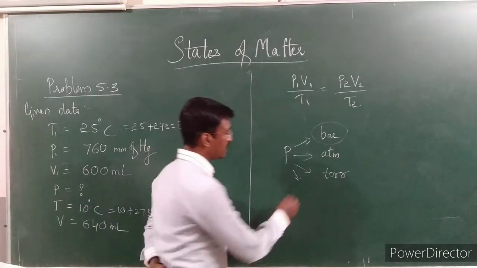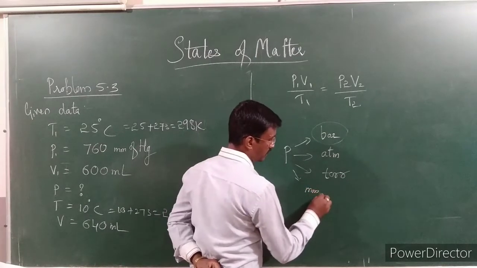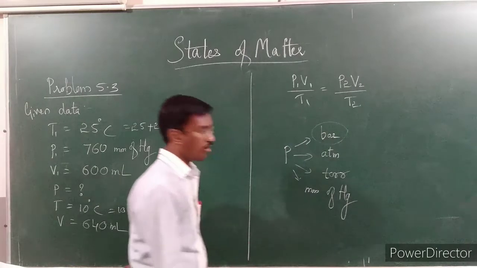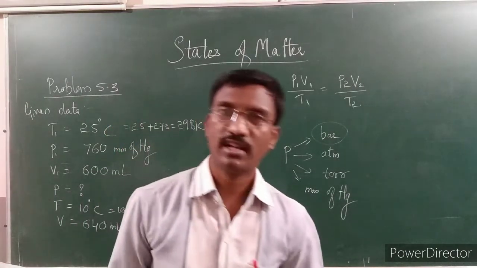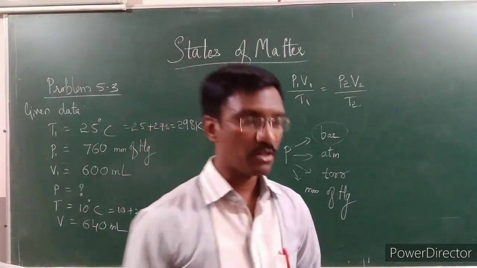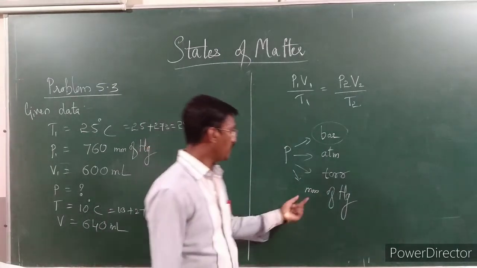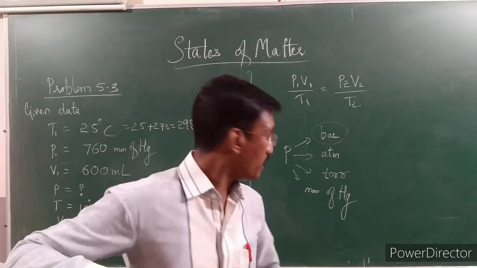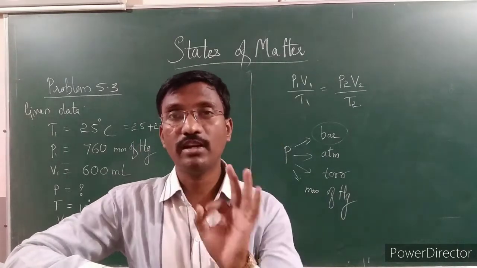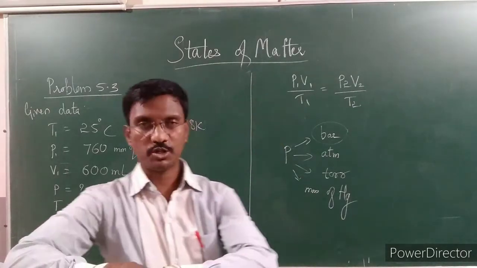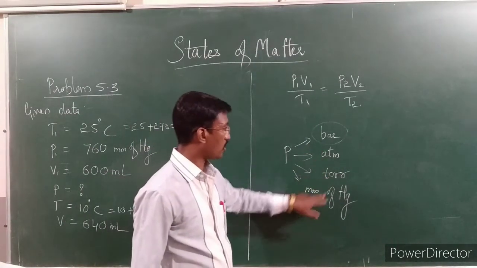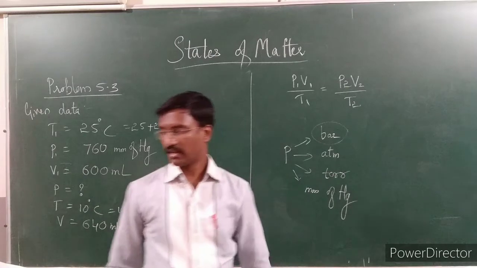Here mmHg means millimeter of Hg. Generally we call that mm of Hg. It means, based on the mercury, how many millimeters is the length of the mercury column. So it is one of the units used for pressure. These are the units for pressure: bar, atmosphere, or mm of Hg.